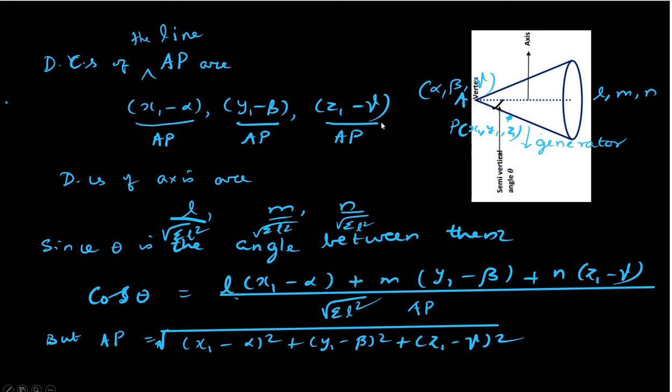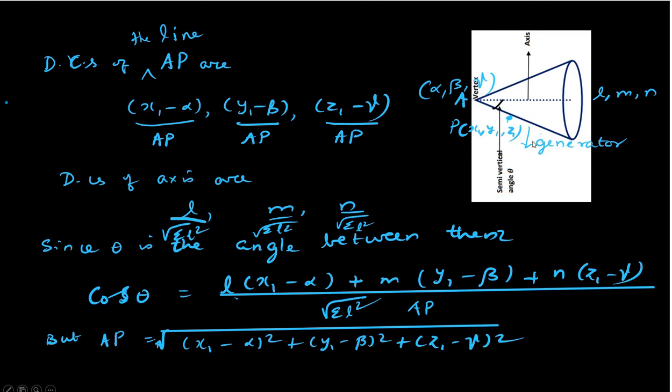The DCs of the line AP, where A is the vertex and I take a point P on a generator, then we have the direction cosines of the line AP. Now this point P is x1, y1, z1. See, we want to derive the equation of the cone, so we take an arbitrary point, namely x1, y1, z1, and find its locus, finally dropping the suffix we get the locus. Okay, so for the direction cosines of the line AP, point A is known, point P is known.